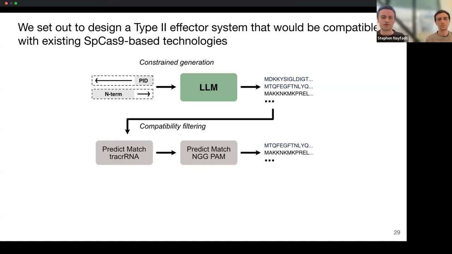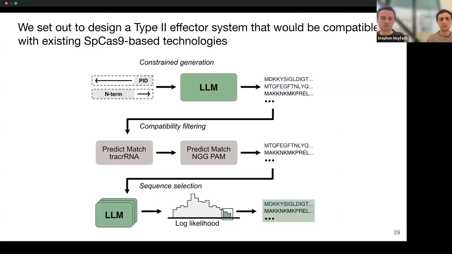So we built a couple predictor models to help us filter out the sequences and really select for those that we thought would work in this editing system. One of those was simply a binary predictor that tries to tell us if a given full-length protein is going to be compatible with SP-Cas9's guide RNA or tracer RNA. And then another one is doing the same thing, but for NGG PAMs. So we can pass these proteins, get a prediction of whether the protein will be compatible with SP-Cas9's components. And if so, we can let that sequence progress in the pipeline.